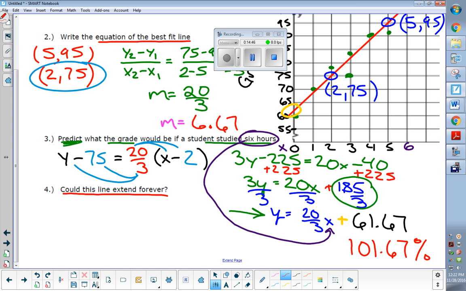That's what percent I would make on that test if I studied for 6 hours. Does it make sense that this line could last forever? Okay, we're doing some information here. We've got this answer. Can I extend this line for 10 hours and 12 hours? Would it make sense?